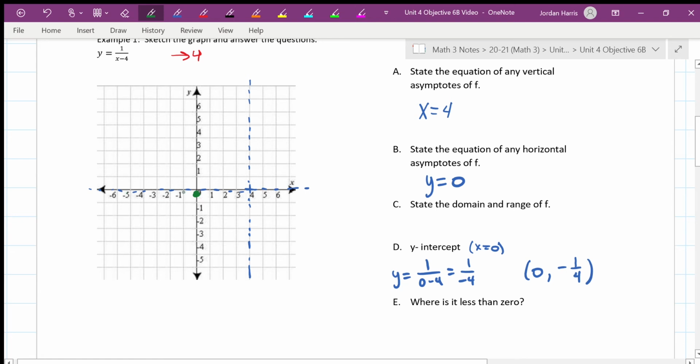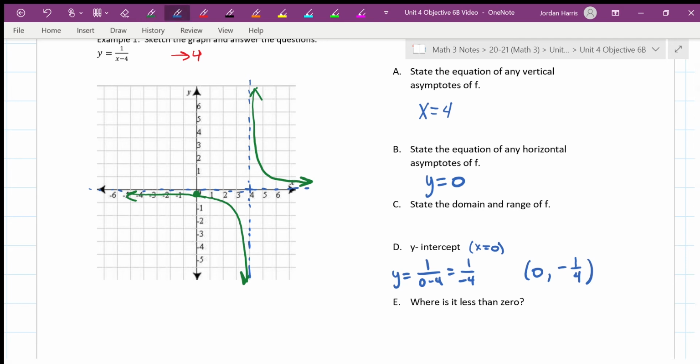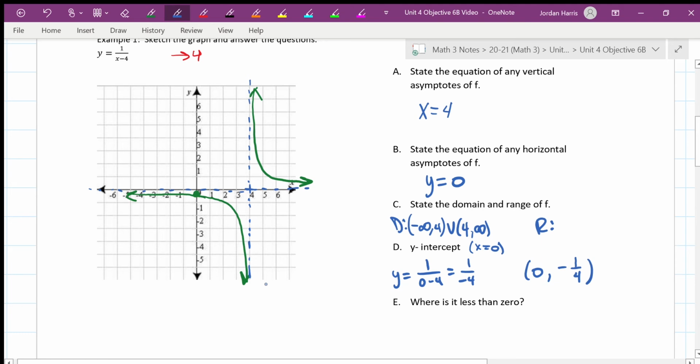I can see based on where my y-intercept is, my graph is going to look something like this. And then this. This is the same thing we did. Bottom left quadrant of the asymptotes, top right quadrant of the asymptotes. Okay, now we can answer the questions like domain and range. So my domain, left to right. I'm skipping the x value of 4. So it's negative infinity to 4, union 4 to infinity. My range, y values, how far down to how far up. I'm skipping 0, so negative infinity to 0, union 0 to positive infinity.